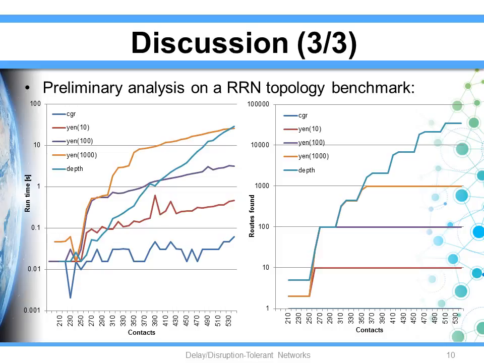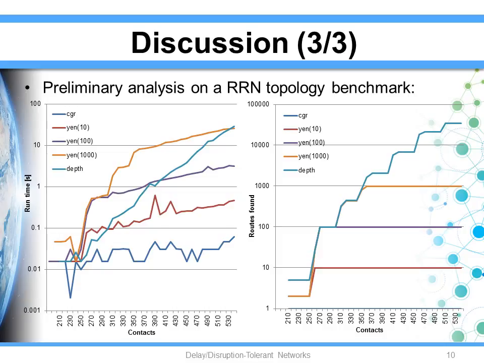It's something we would expect, because CGR only performs a series of searches and then removes the initial contacts, and if no more routes can be found, it just ends. And this can also be seen in the curve on the right, where the quantity of routes found per contact graph in this topology is only 1, even though we increase the number of contacts.